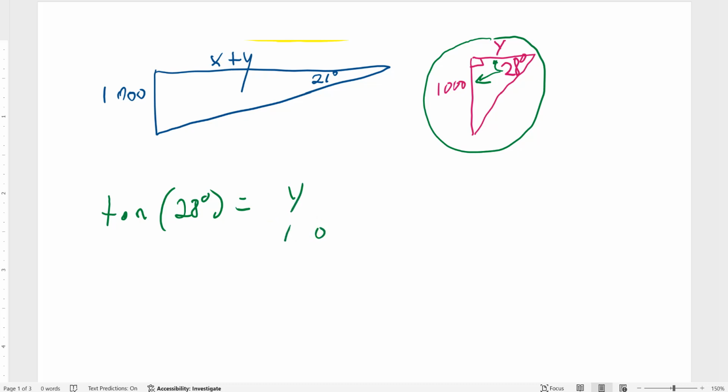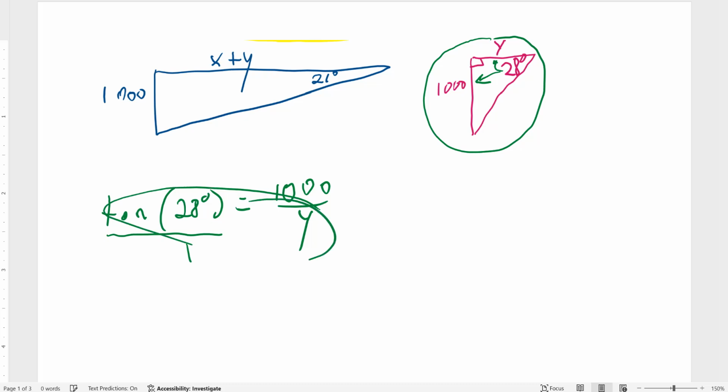Oops, excuse me, that's backwards. Equals opposite over adjacent. I'm going to solve this equation for y. You will see the reason for that later. One way to do it: stick a 1 underneath here, cross multiply. I get y times tangent of 28 degrees equals 1 times 1,000.